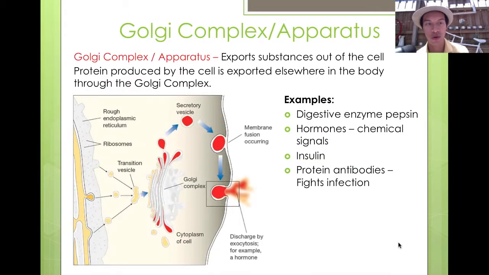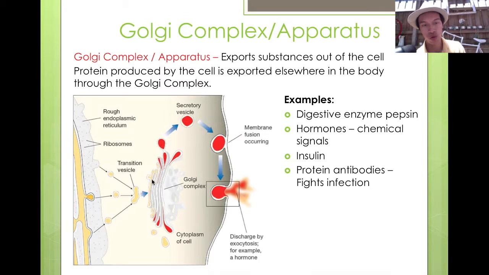Now this brings us to the last one of this particular video, which is the Golgi Complex, otherwise known as the Golgi apparatus. Both words are synonymous and they refer to the same organelle. But the Golgi Complex is the last part in protein production. What it does is it then exports substances out of the cell or receives substances into the cell. Okay, so think of it as a delivery system.